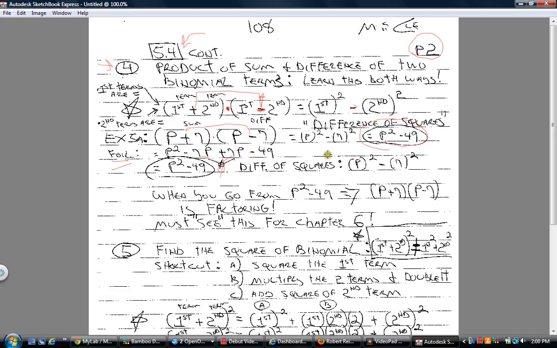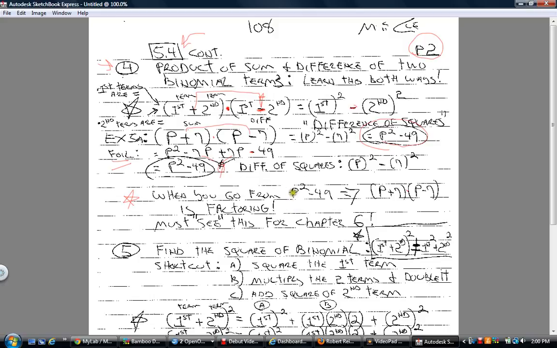Okay, now in this chapter we're multiplying polynomials, and that's all good. I've got a little heads up here: when we get to chapter 6, you are going to be required to memorize and learn that if you see the difference of squares, such as p squared minus 49, you need to be able to factor it backwards into the two binomial factors. So not required today, but coming up shortly you will.